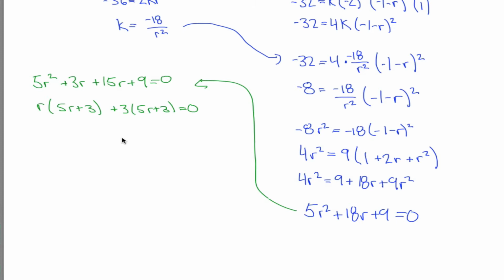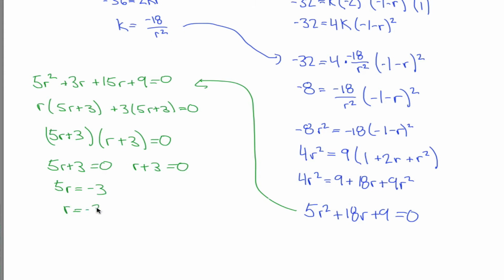So I now have two terms. They both have a 5r plus 3 in them. So factor out that 5r plus 3. Now this is gone and this is gone, and all that's left behind is an r plus 3. So I get 5r plus 3 times r plus 3 equals 0. So either 5r plus 3 equals 0 or r plus 3 equals 0. So either 5r equals negative 3, in which case r equals negative 3/5, or r equals negative 3.